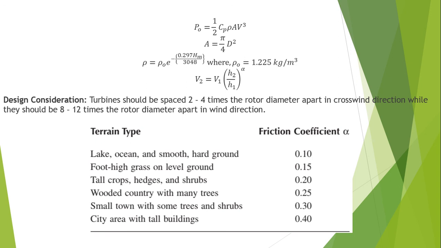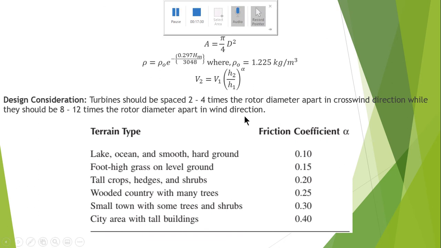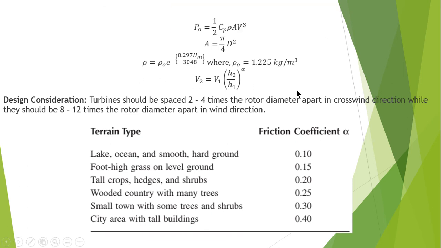So these are some parameters that we use in designing the wind turbines. We have seen them earlier. A is the area, D is the diameter, this is the density, HM is the humidity. When considering design, the turbines should be placed 2 to 4 times the rotor diameter apart in the crosswind direction, while they should be 8 to 12 times the rotor diameter apart in the wind direction.